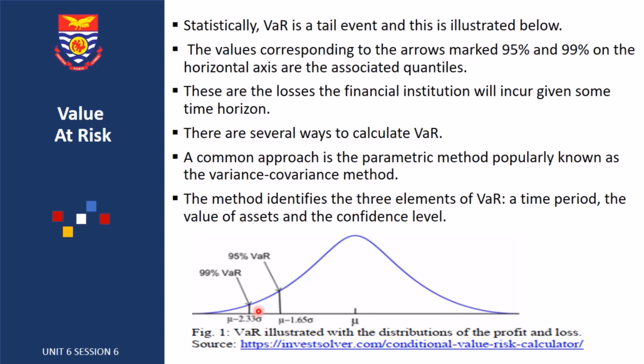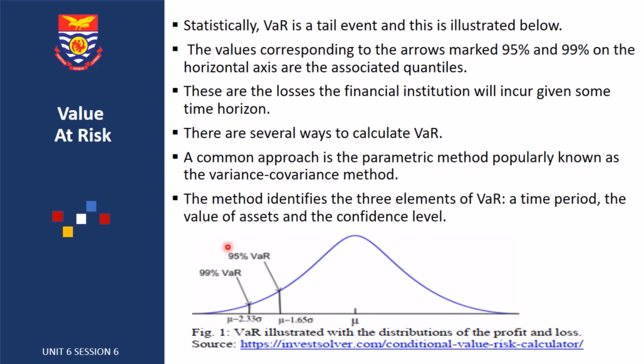The values corresponding to the arrows marked 99% and 95% on the horizontal axis are associated with the contours. These are the losses the financial institution will incur given some time horizon. So as we said earlier, these are the losses that we are susceptible to make in the particular time horizon. There are several ways to calculate the value at risk.